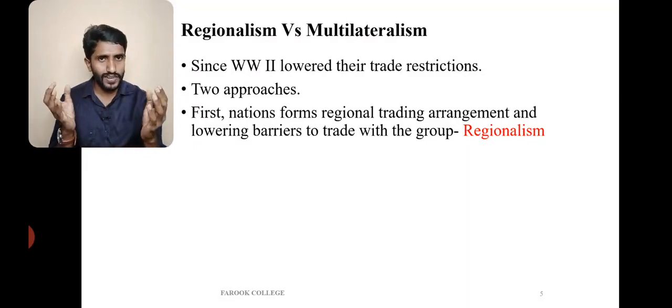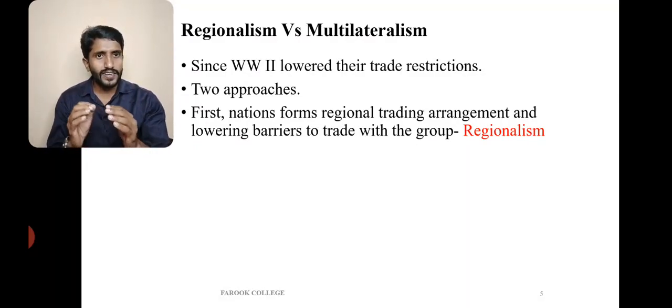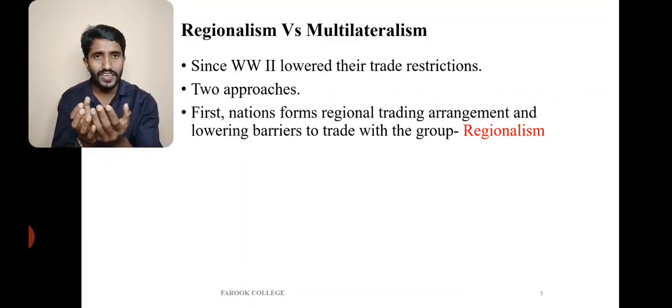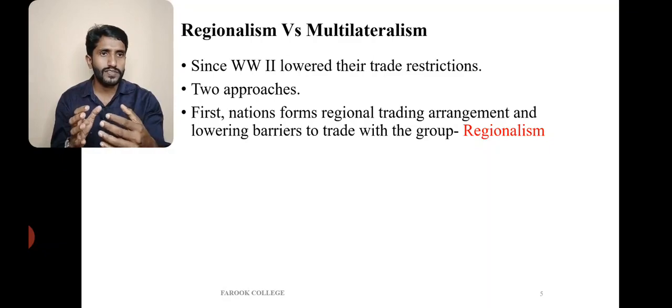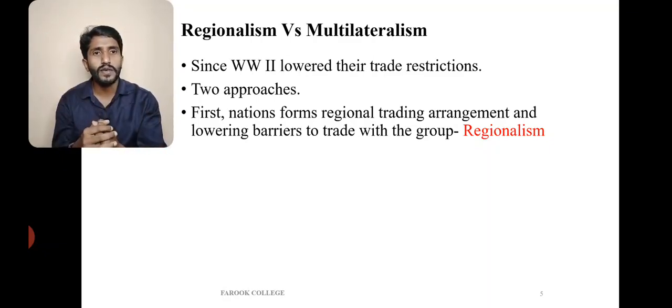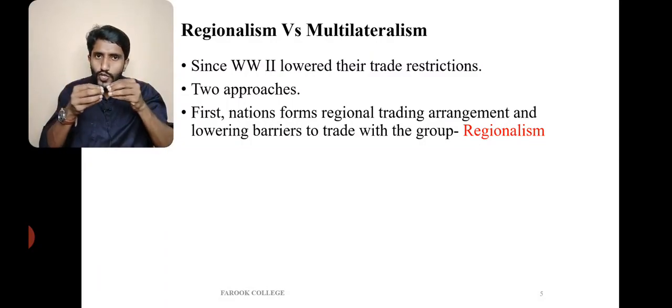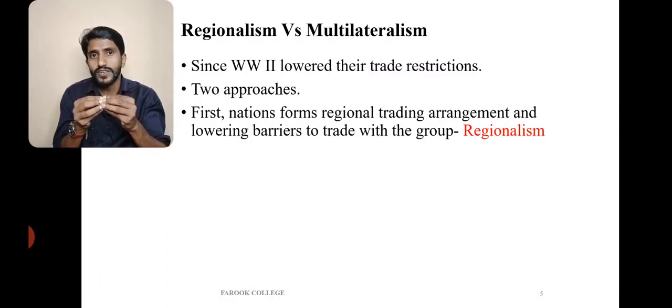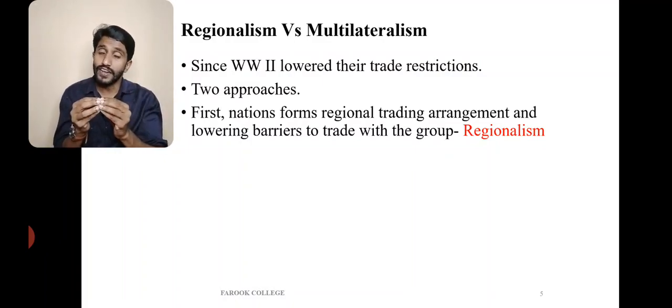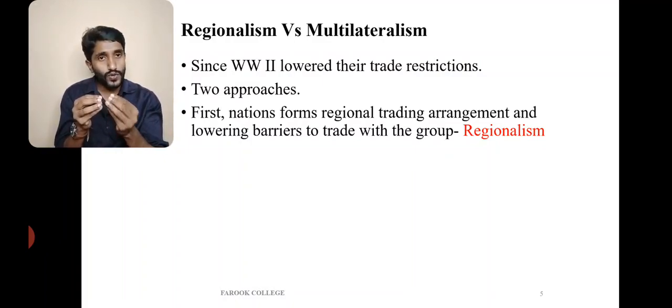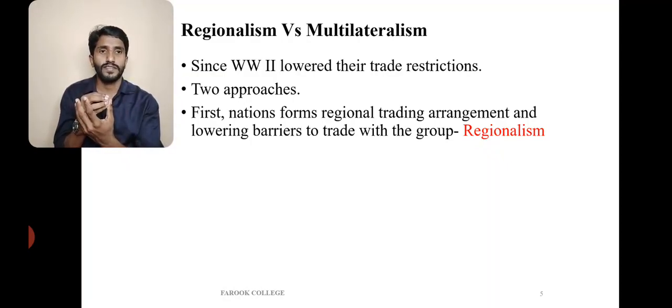Firstly, some of the countries joined together and formed a regional trading agreement, and started lowering the barriers to trade within the group. It is known as regionalism. So some of the countries joined together and started to reduce the trade barriers, especially tariff barriers. They started to reduce or eliminate them among the members, forming an association among themselves. It is known as regionalism.